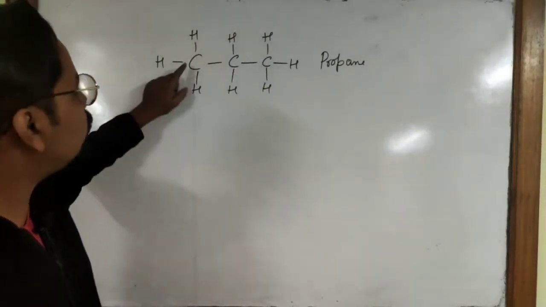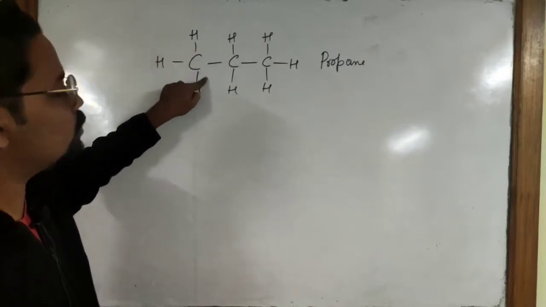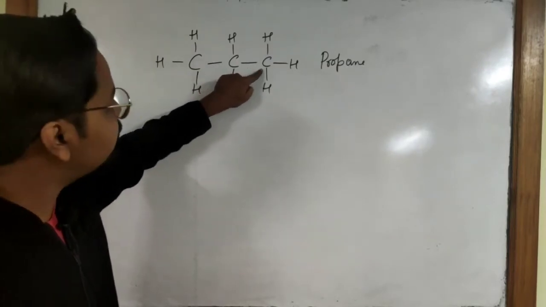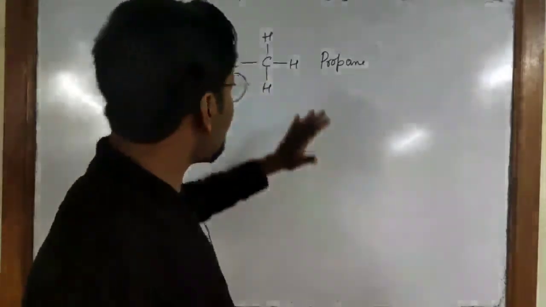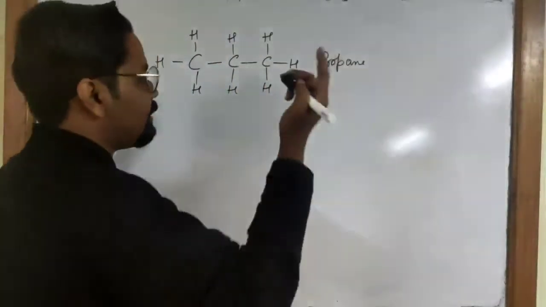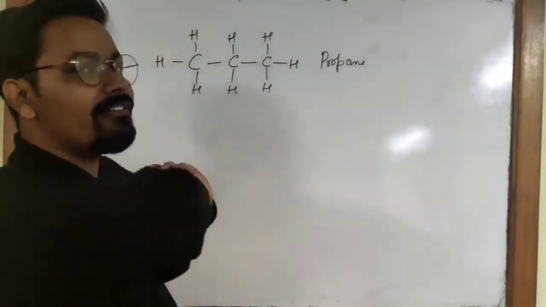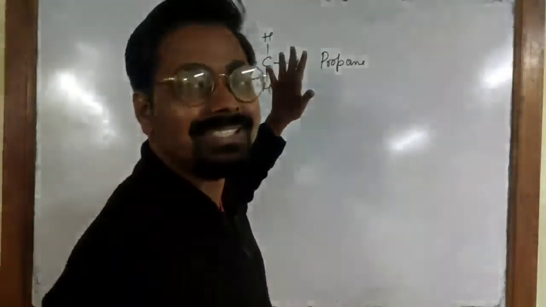You can't, because all the arms of carbon are filled up. This carbon has 1, 2, 3, 4 arms, all filled. This carbon has 1, 2, 3, 4 arms, all filled. This carbon also has 1, 2, 3, 4 arms, all filled up. Hydrogen also has single bonds. They have only one arm, so they form single bonds. Everything is filled up. You cannot add anything here. That's why it is called a saturated compound.